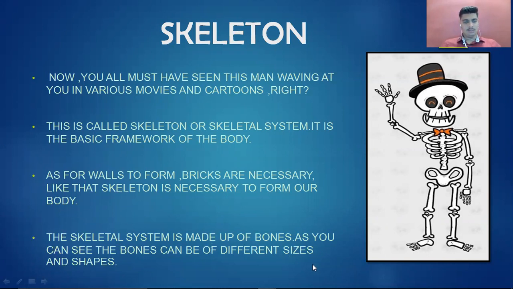As you can see, bones can be of different sizes and shapes. You can observe that these finger bones are of different sizes. This arm bone is of different size. This skull also has bones. Then we have leg bones, then we have ribs here. So each and every bone is of different size and shape.